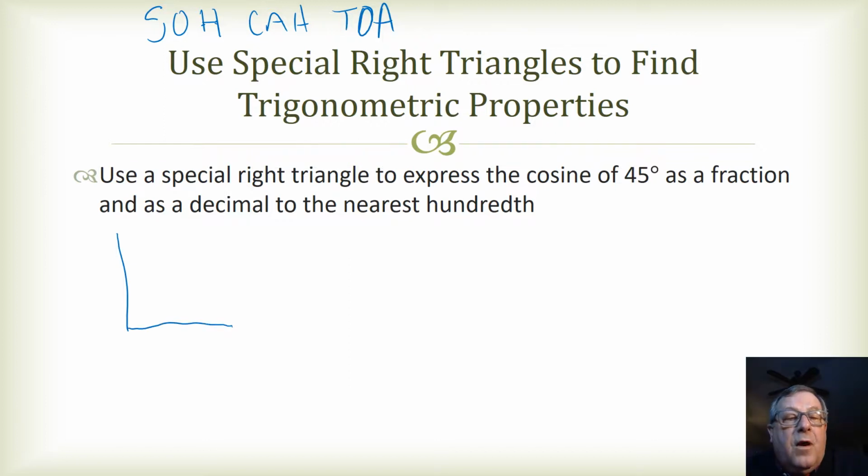So here I've got a right triangle. I'm going to put a little box right here. It tells me that's a right angle. I know that the hypotenuse is located directly across from the right angle. So here's my hypotenuse. Now, we're asked to find the cosine of 45 degrees. Well, if this is a right triangle, then both of these angles at the base must be 45 degrees. This is an isosceles right triangle. Now cosine. Cosine is adjacent over hypotenuse.